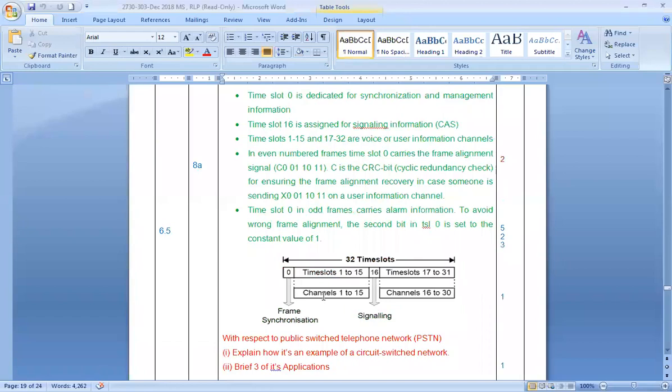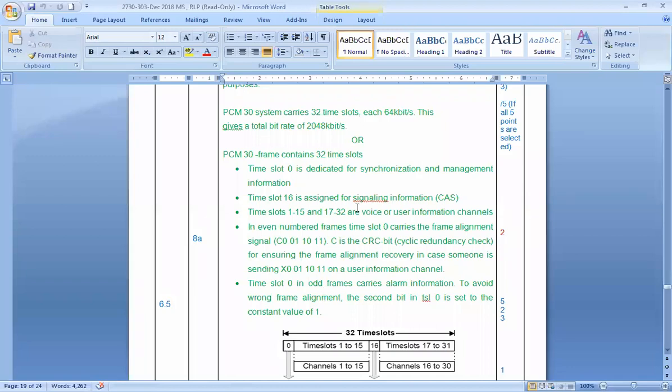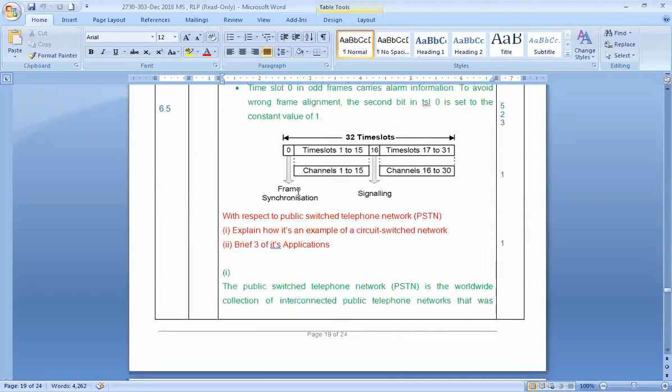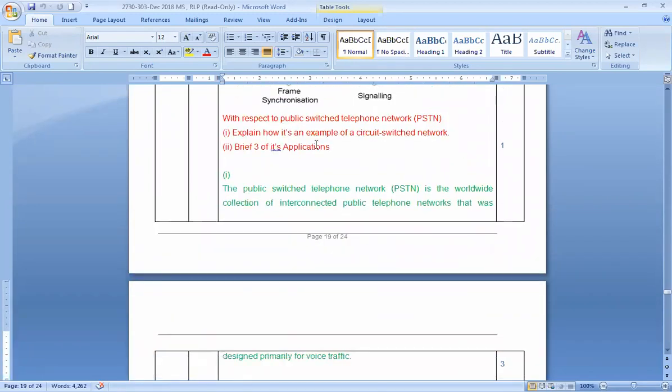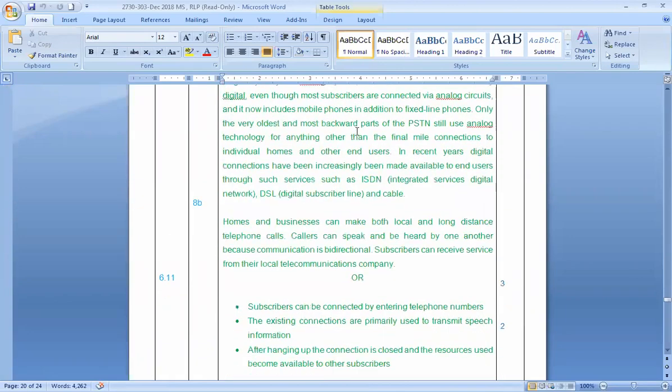We had looked into the PCM30 frame, where we looked into various time slots, where time slot 0 was for frame synchronization and time slots 1 to 15. The 32 time slots, basically how they were diversified. So continuing with that discussion, now we will look into the PSTN, and we will explain how it's an example of a circuit switched network, and also we will see three of its applications.